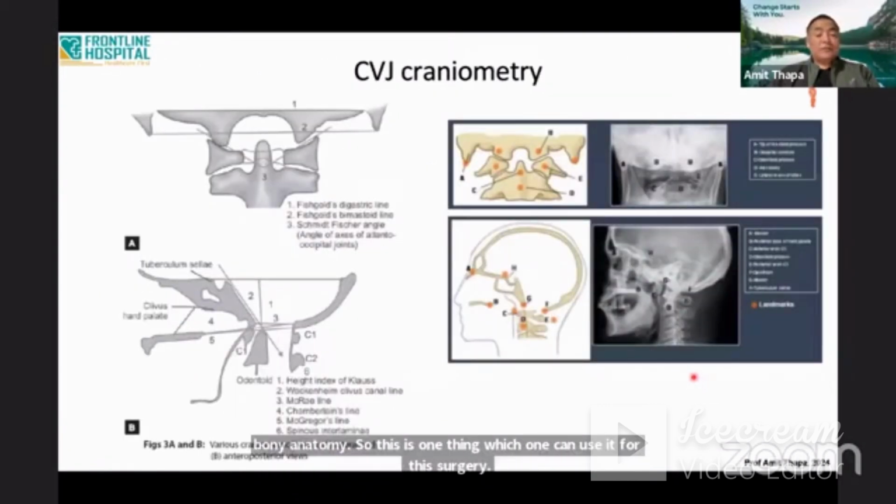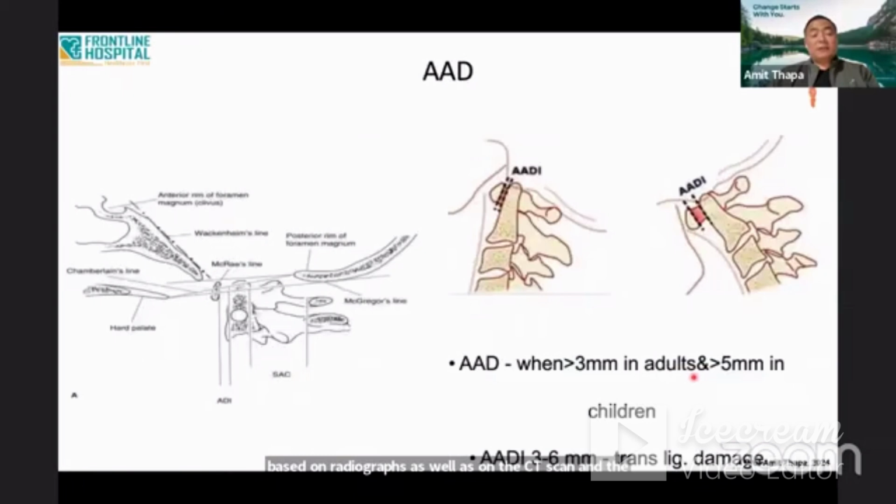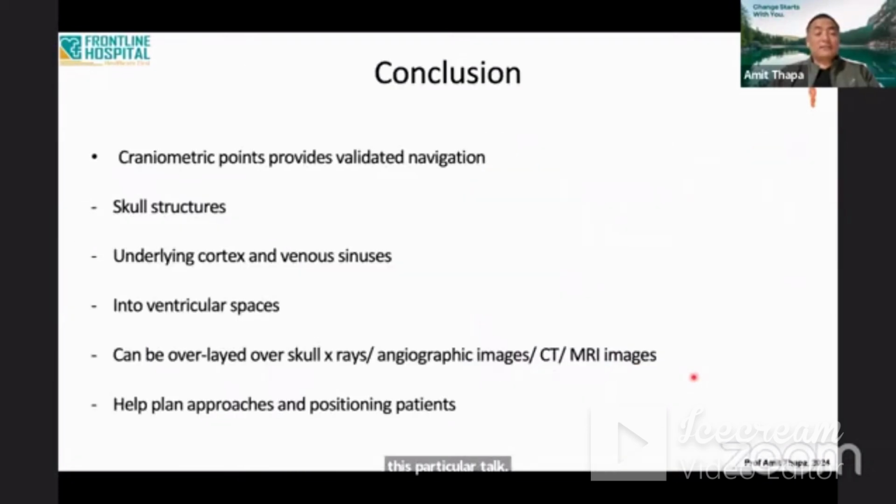Beside this, craniometry is also being used for diagnostic purposes, particularly in the CVJ. So we all are aware of these atlases, particularly based on radiographs as well as on the CT scan and the MRI. So whenever we diagnose basilar invagination as well as atlantoaxial dislocations, we actually use these craniometric points for the diagnostic reason. But I would like to keep this particular talk short in this part, because there were a lot of things which we've already discussed.